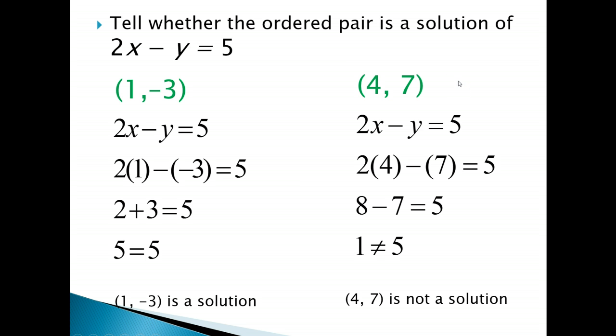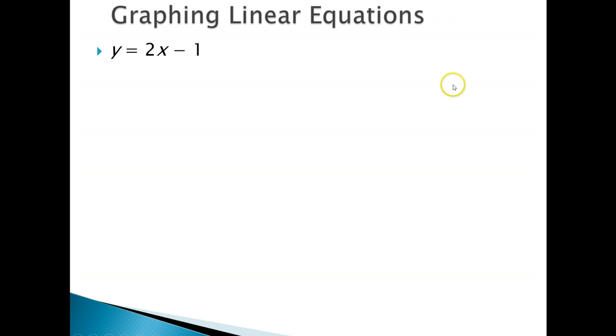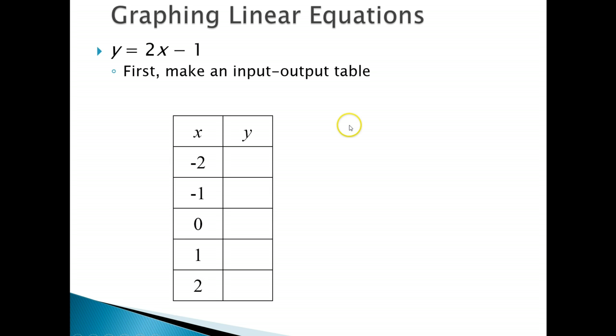Okay, so (4, 7) is not a solution. All right, now, when we actually graph these, first, we're going to make an input-output table. And now you already know how to make an input-output table. So why don't you go ahead and pause the video and make your input-output table for this right now. Go.